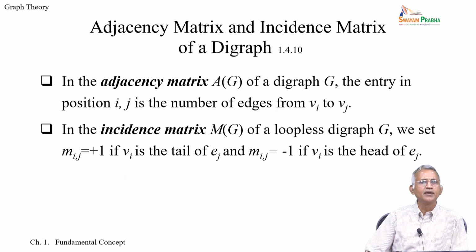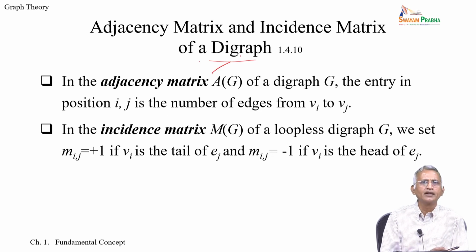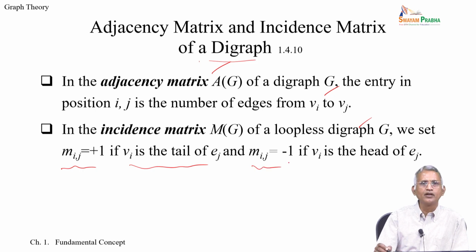Next, adjacency matrix and incidence matrix of a digraph. The adjacency matrix A of G of a digraph G has in position i comma j the number of edges from Vi to Vj. For the incidence matrix of a loopless digraph, we set Mij equal to 1 if Vi is the tail of Ej and Mij equal to minus 1 if Vi is the head of Ej.